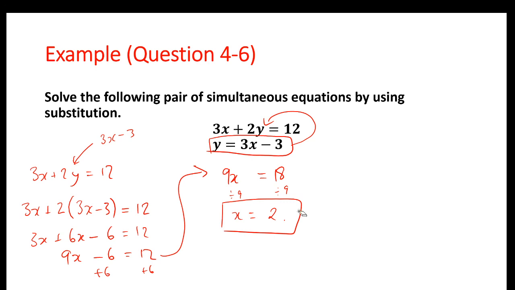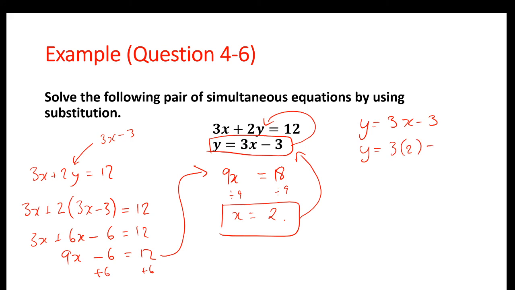I'm going to pick the bottom one for my last one this time, just to make it nice and easy on myself. So y is equal to 3x minus 3. Wherever I see an x, I'm replacing it with 2 from back down here. So y is equal to 3 lots of 2 minus 3. So y is equal to 6 minus 3. So y is equal to 3.